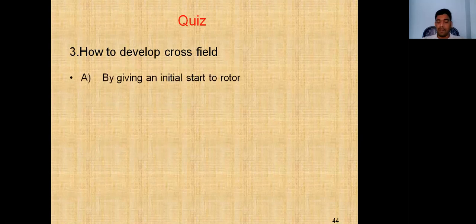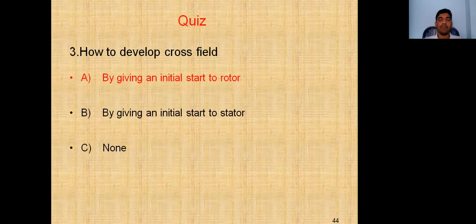How to develop cross field? By giving an initial start to the rotor, by giving an initial start to the stator, or none of these. The rotor is the rotating part, while the stator is stationary, so there is no initial start for the stator. The initial start is given to the rotor only.